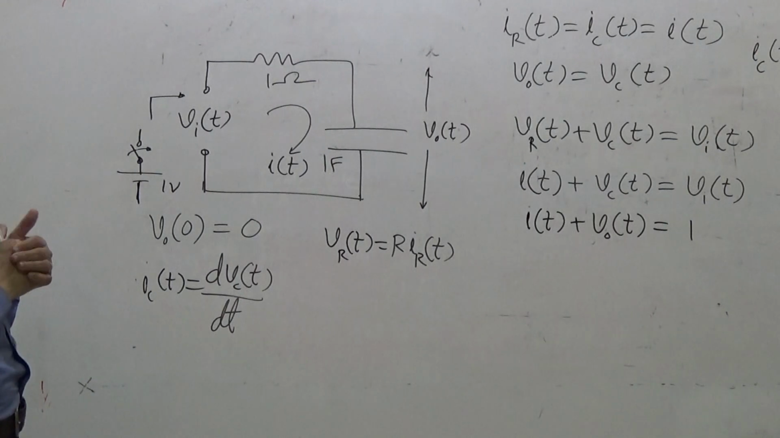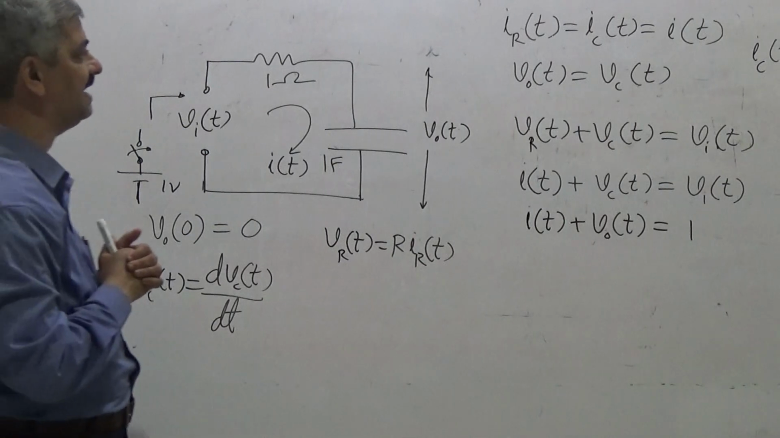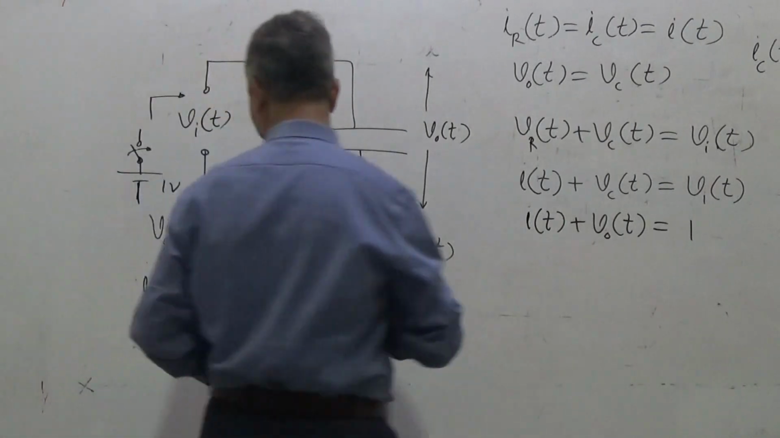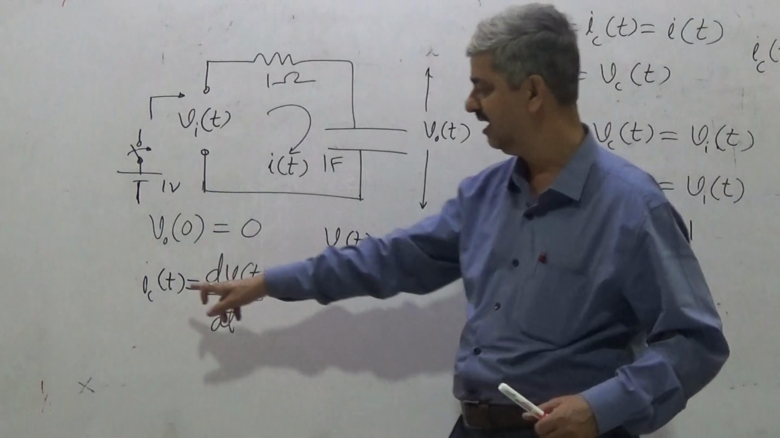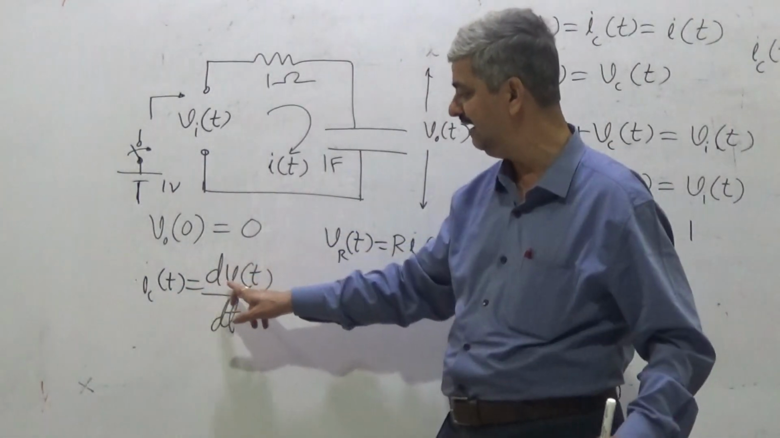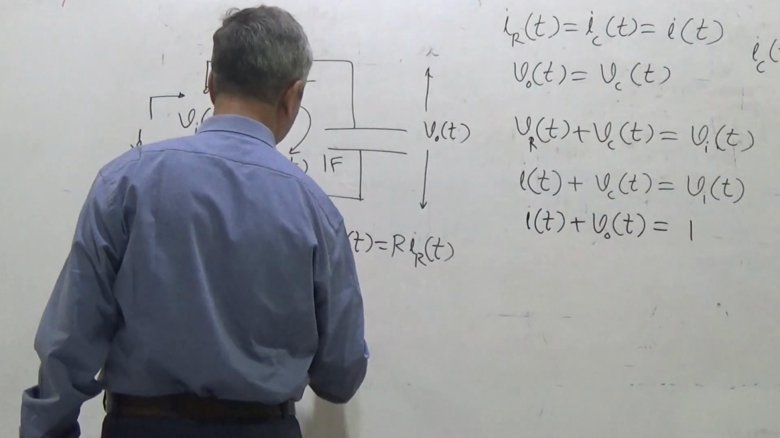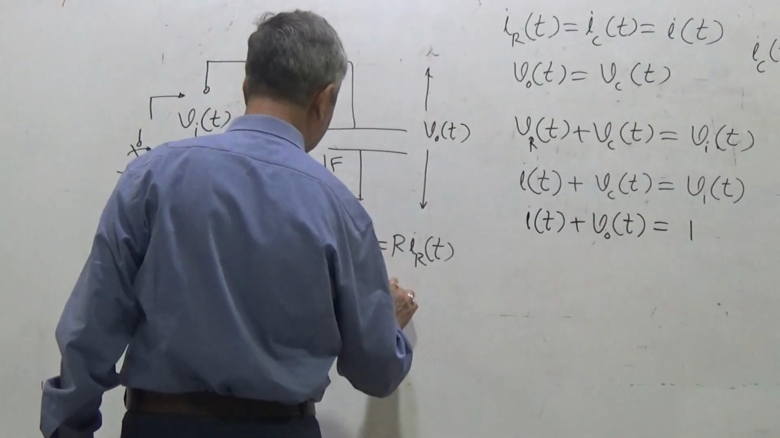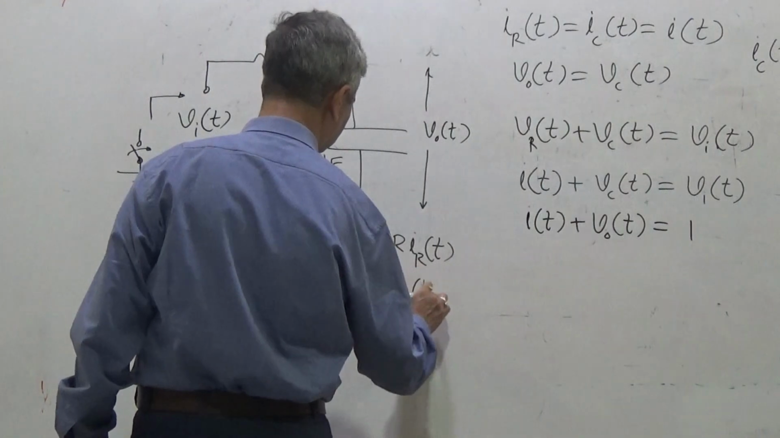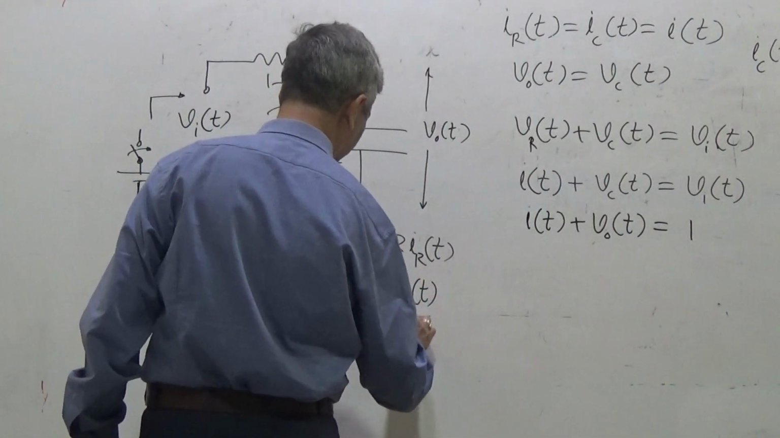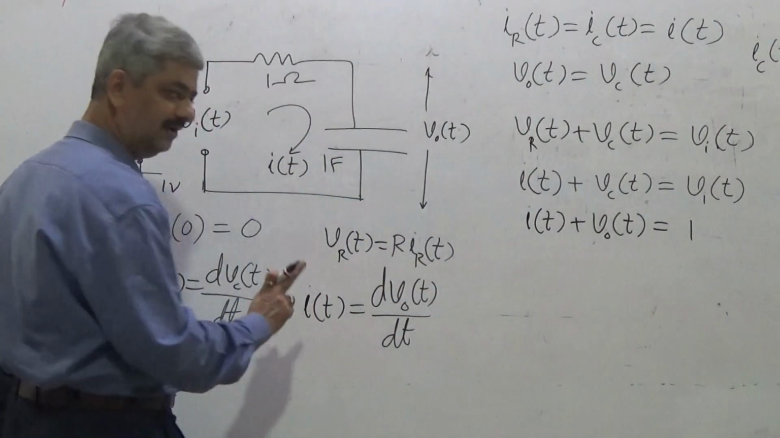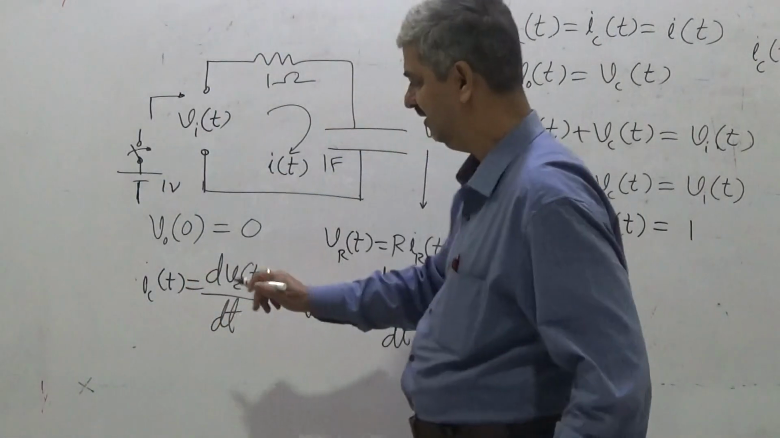But what is IT now? IT is same as IRT, same as ICT. And for ICT, I have found the equation. ICT is dVCT by dt. But ICT is IT. So I can use this, is equal to VCT, VOT upon dt. So, I hope everybody agrees with this.